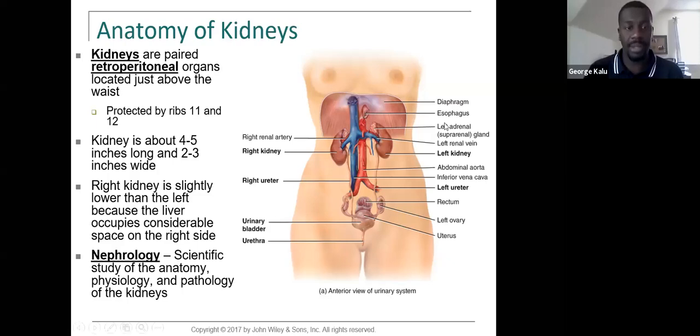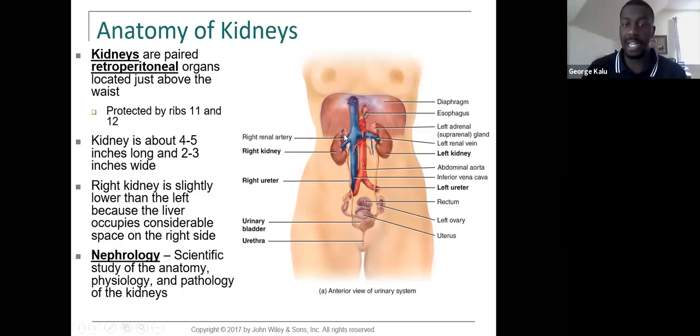So the kidneys are about the size of your fist, about 4 to 5 inches long, and about 2 to 3 inches wide. If you take your fist and put it right below where your ribs would be, that's where you would find your kidneys, and that's pretty much the size that they would be.